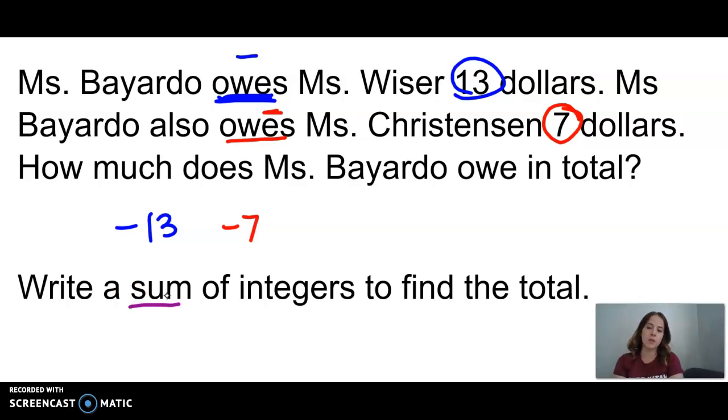Sum means the answer to an addition problem, so I'm going to add these two together. From our rules that we learned earlier this week, we know that if they're both negative numbers, we just add the two numbers together and take the sign of the two numbers. Because they're both negative, my answer will be negative. And then 13 plus 7 is 20. So how much does Miss Bayardo owe in total? We could say that she owes $20, or we could say negative 20, because that negative says that she owes money.